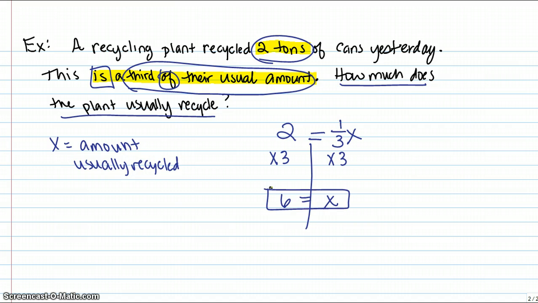So think again, does your answer make sense? A recycling plant recycled 2 tons of cans yesterday. It usually recycles 6 tons. And 6 tons times a third is, of course, 2 tons. So yeah, that makes a lot of sense.